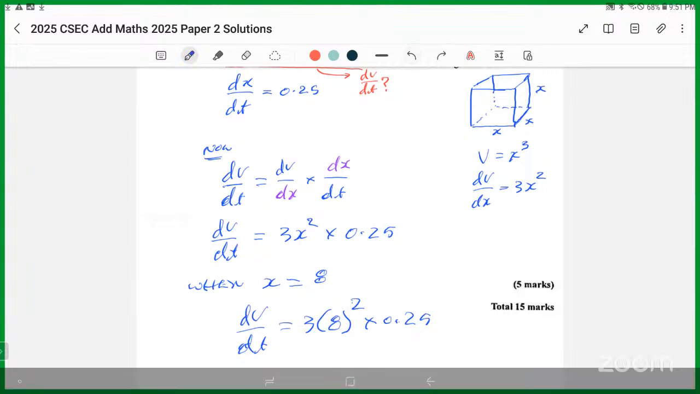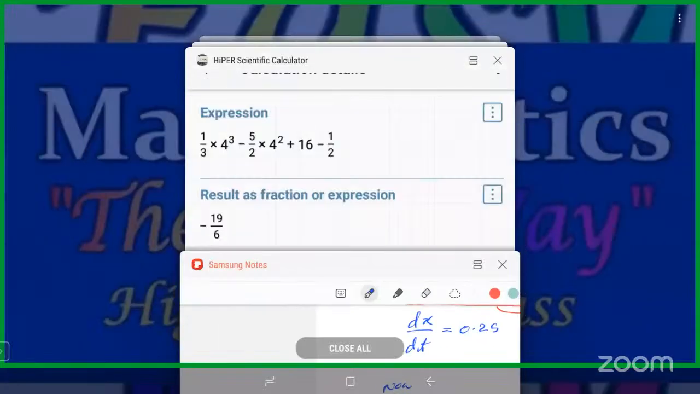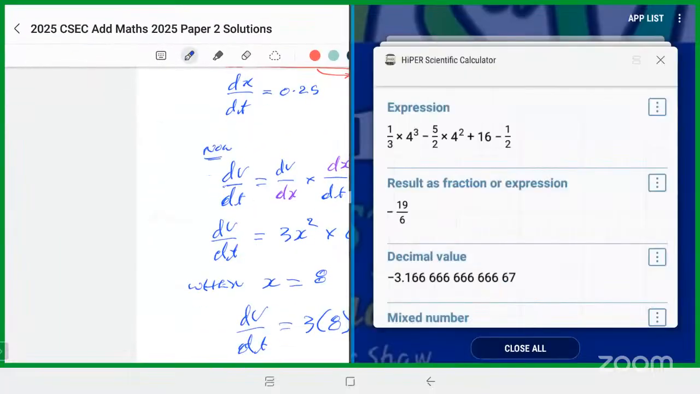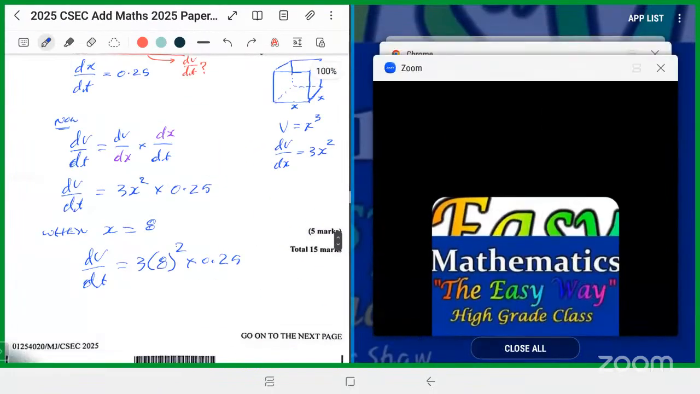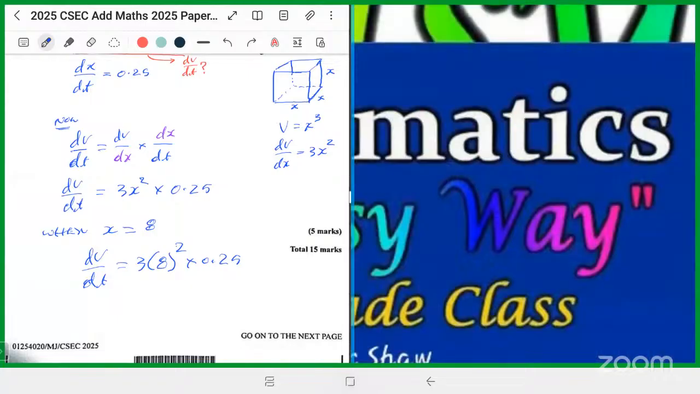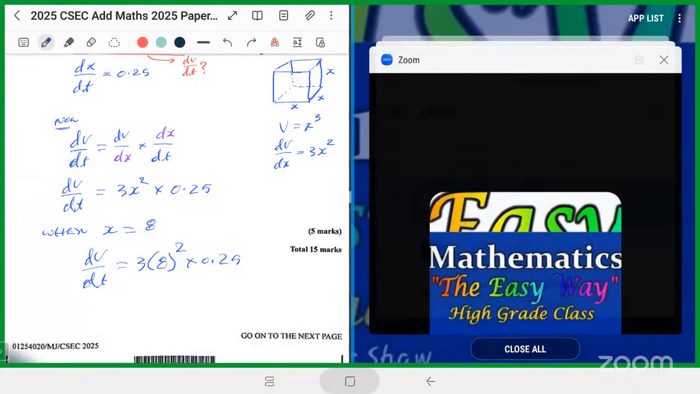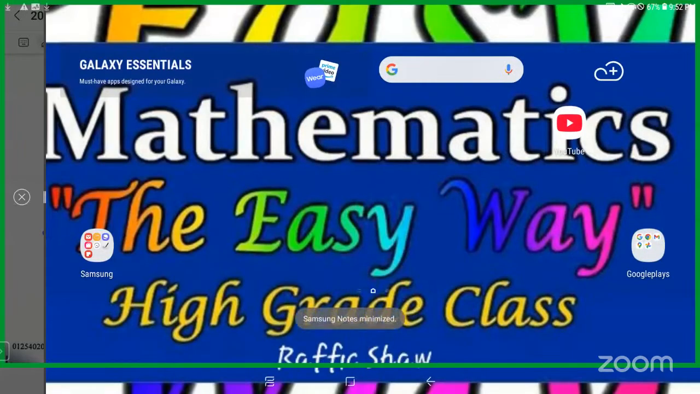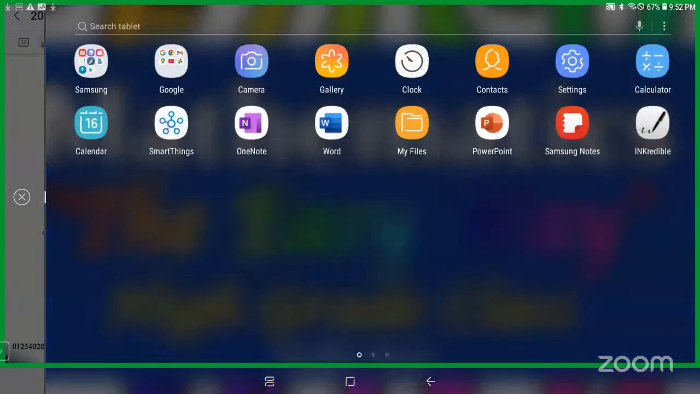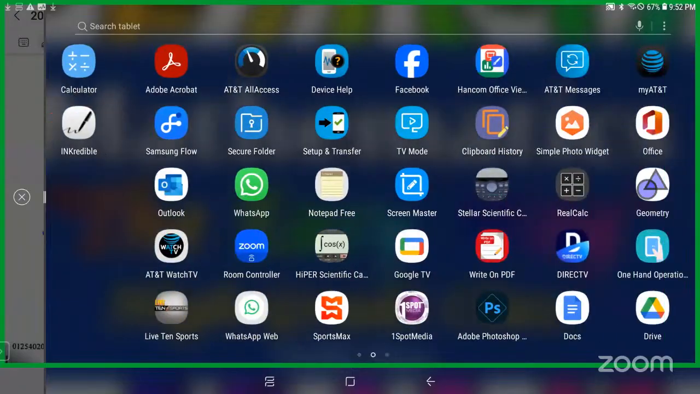Let's see if that is correct. Let's see if my mental math is good. I'm going to close the calculator accidentally. Let's calculate more.